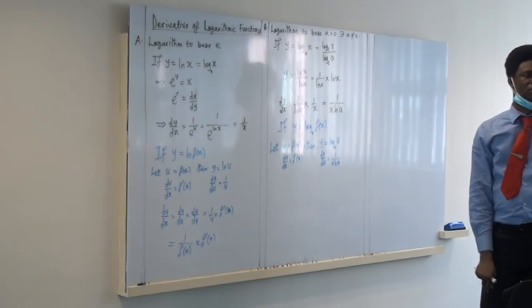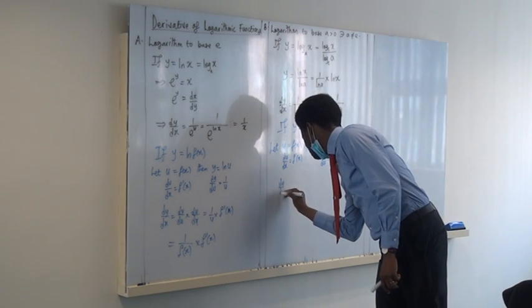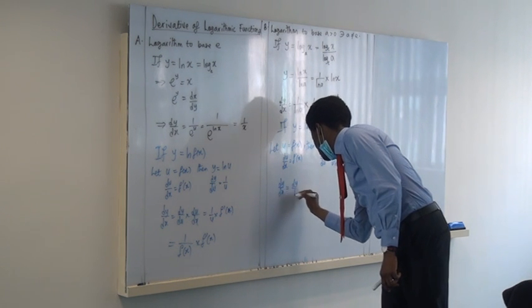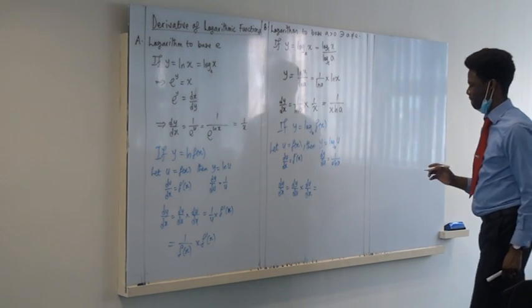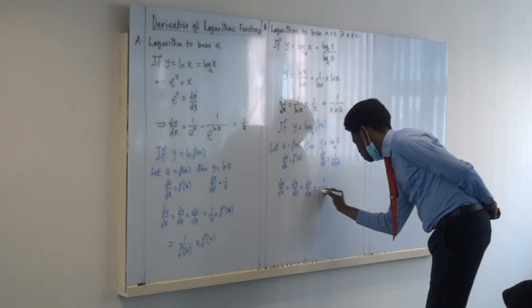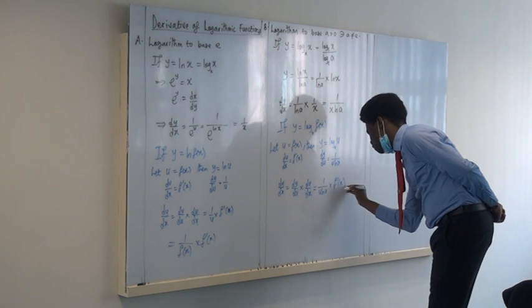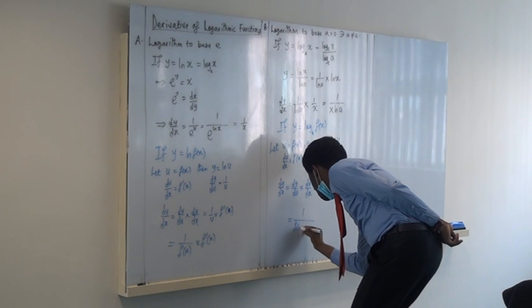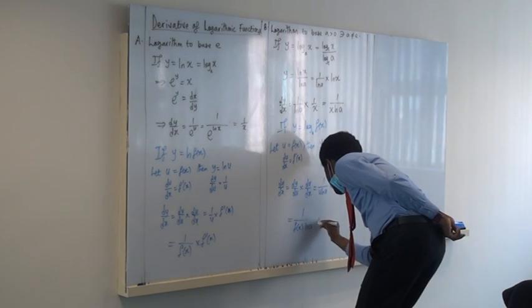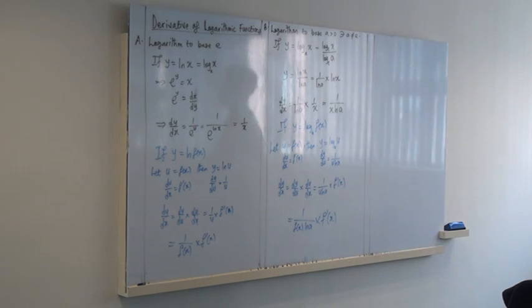Does it make sense? So now dy dx by chain rule is dy du times du dx, which will be equal to 1 over u ln a times f prime x. So if you write that properly, it's going to be 1 over f of x ln a, times f prime x. So you see, everything is always times the derivative of the function because of chain rule.